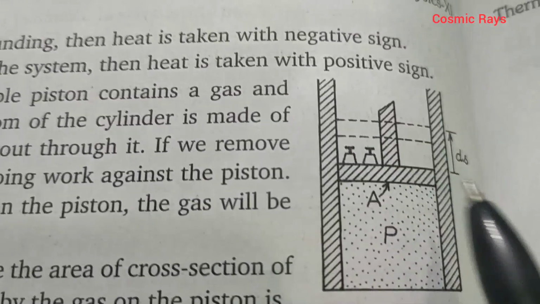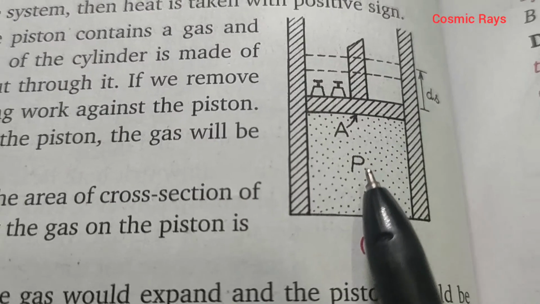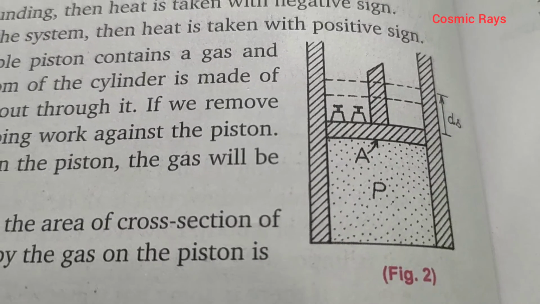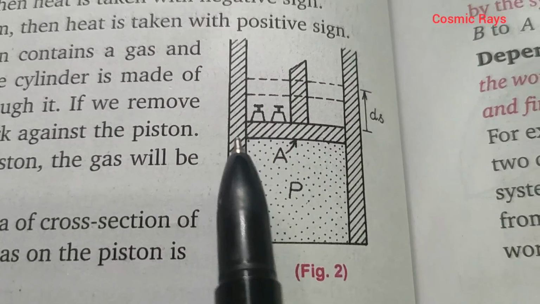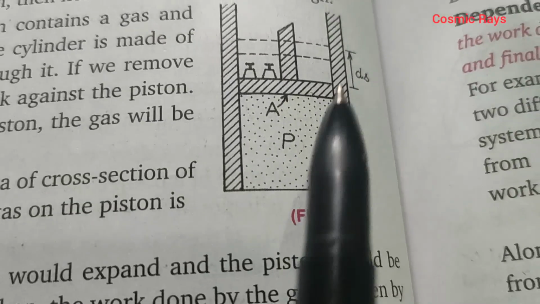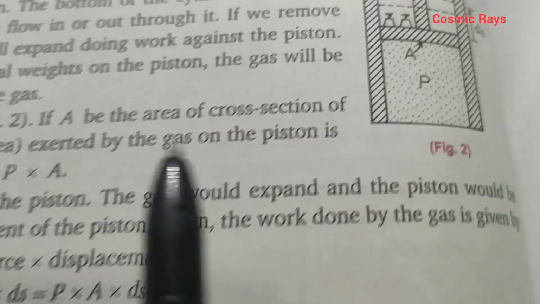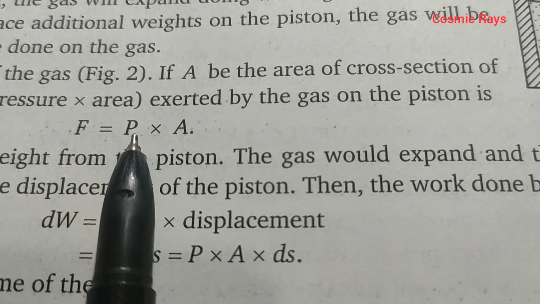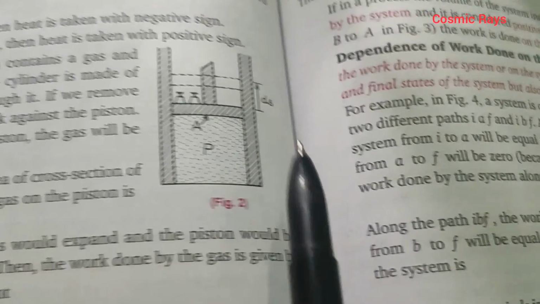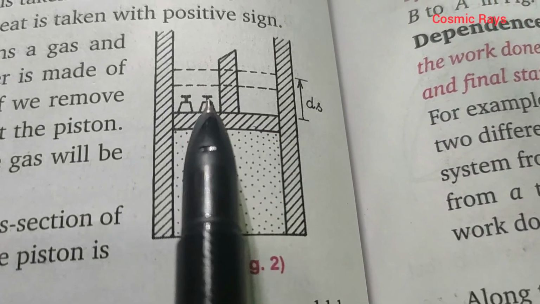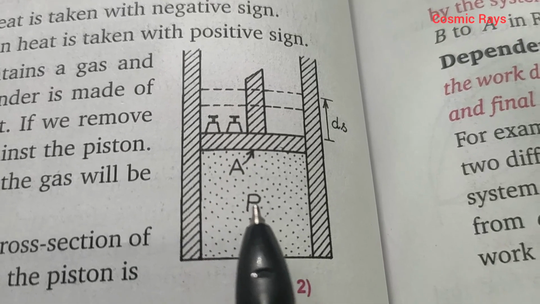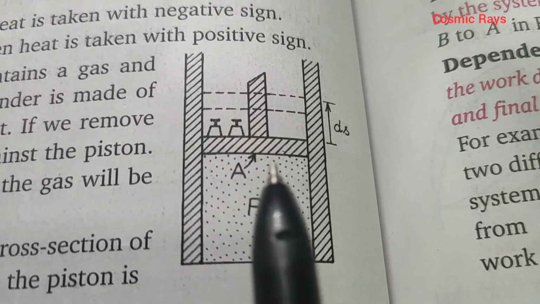If we assume that P is the pressure of the gas and A is the area of cross section of this piston, then force can be calculated as force is equal to pressure multiplied by area. Now what we do is we remove the weights from here. That means the gas is allowed to expand. Gas is doing some work.